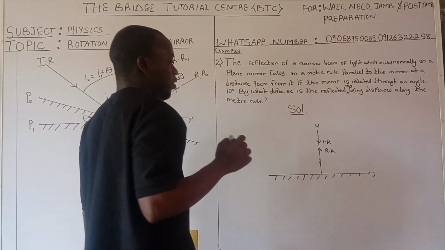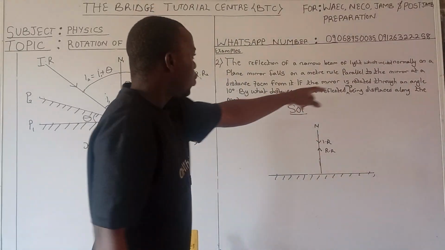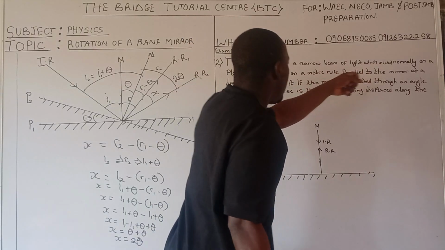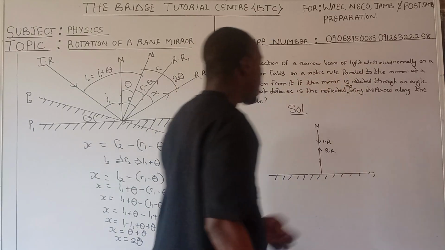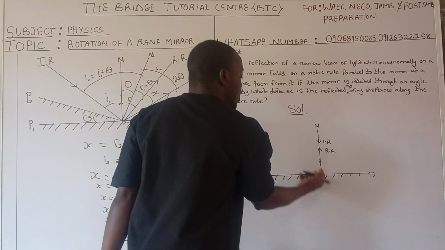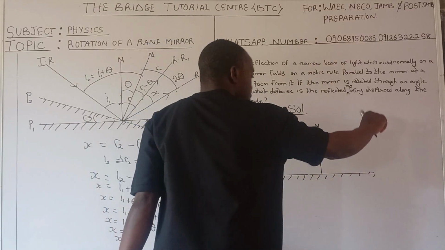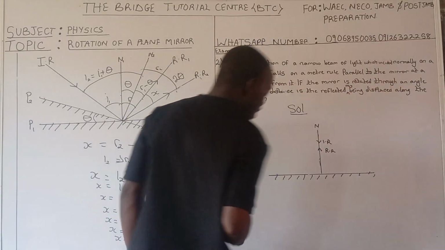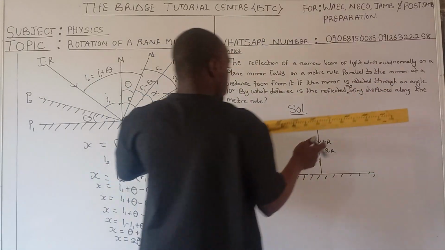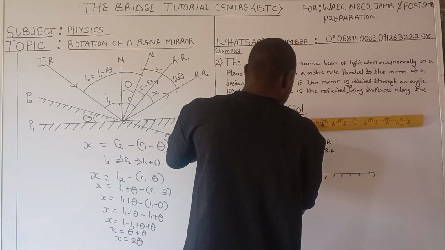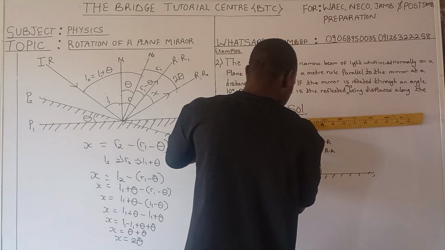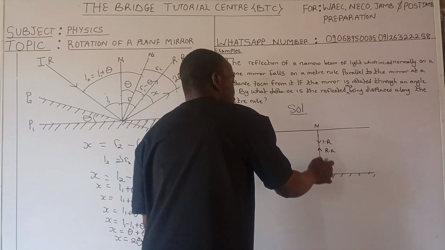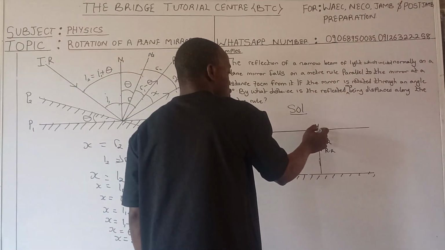Okay, reflected ray 1. So what now happened? He now said the reflection of a narrow beam of light, which is normally on the plane mirror, falls on a meter rule. Now this reflected ray, as it is coming upward, falls on the meter rule, and the meter rule is parallel to the mirror. So let us draw the meter rule. So we have it like this. Let's say this is our meter rule. So the reflected ray will now fall on it.